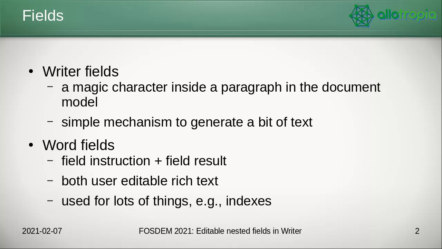And so Word uses fields for all sorts of different things because they are so flexible. So for example, an index like a table of content is a field in Word, whereas in Writer, for the more complex use cases, there are entirely separate objects in the document model. So there is an entire class hierarchy of indexes, for example, that have nothing to do with fields.